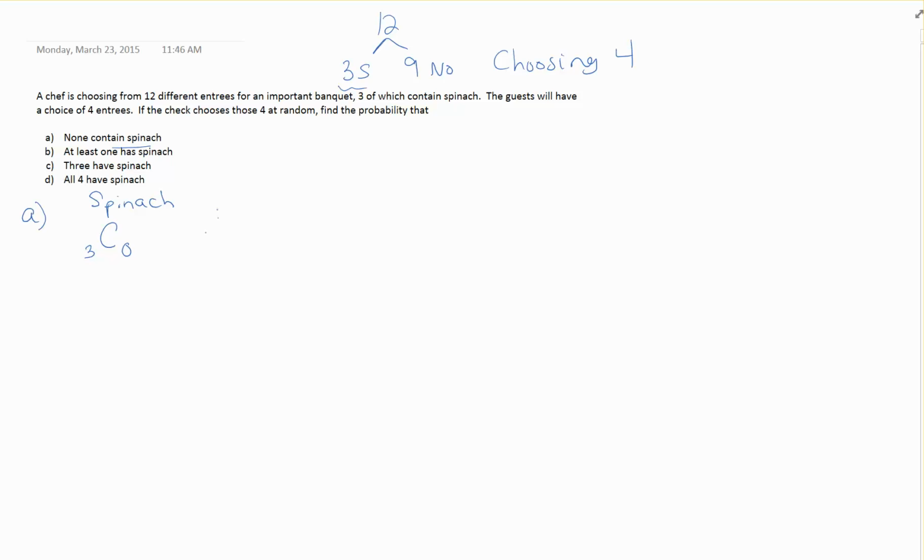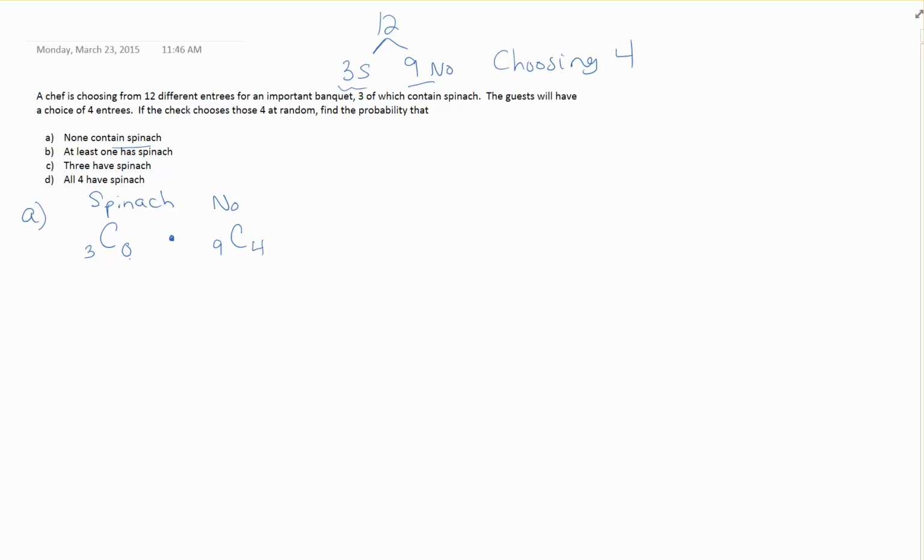Then we have the ways to pick no spinach, and there are 9 entrees that have no spinach, and if we are picking none with spinach, that means all 4 will have no spinach. So 9 choosing 4. So we have the number of ways to pick spinach, the number of ways to pick non-spinach entrees, and the fundamental counting principle says to find the total number of ways for these events to occur, you find the product of these ways. So we multiply these combinations together.